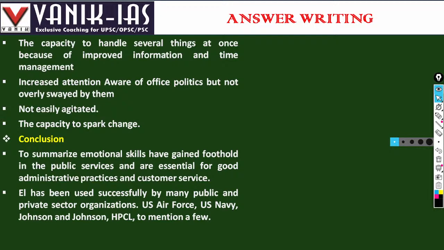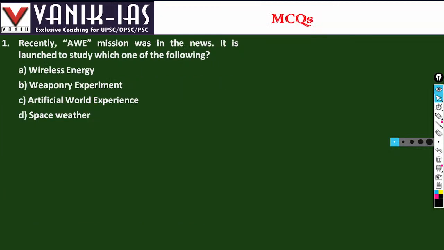Emotional intelligence has been used successfully in many public and private sector organizations: the US Air Force, US Navy, Johnson and Johnson, HPCL, to mention a few. They have used emotional intelligence to their advantage. So this can be well integrated in the civil servant to make the administration more people-friendly and have empathy for the people rather than sympathy for them. Then we come to the MCQs.